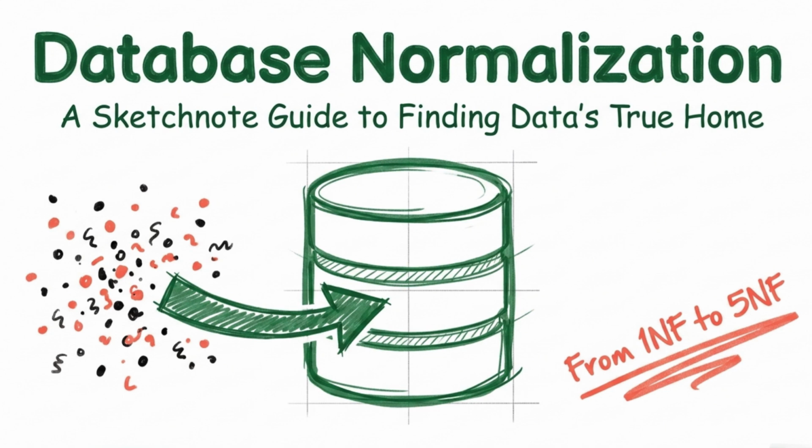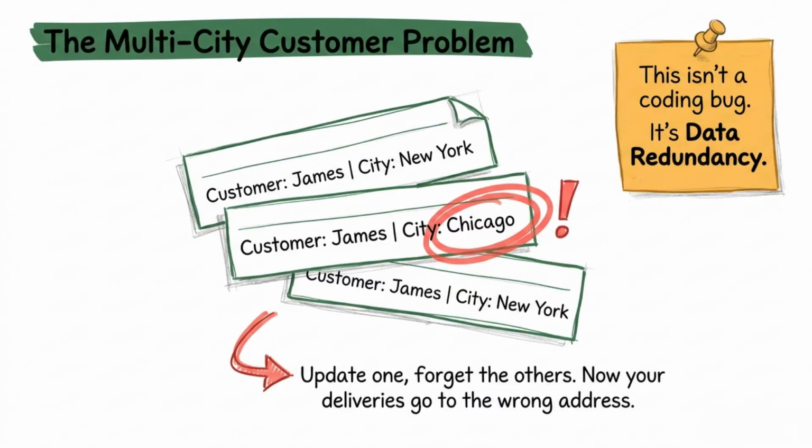Database normalization. Today, we're walking through one of the most important concepts in database design, normalization. From 1NF all the way to 5NF, we'll cover every level, every rule, and exactly what problem each one solves. Let's go.